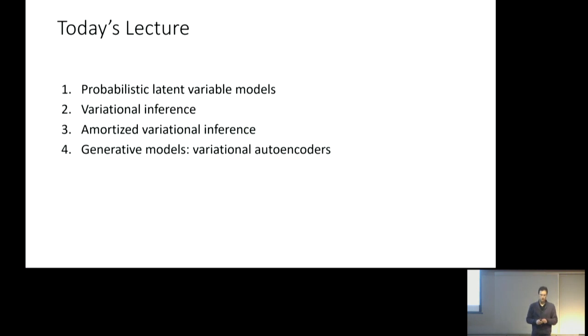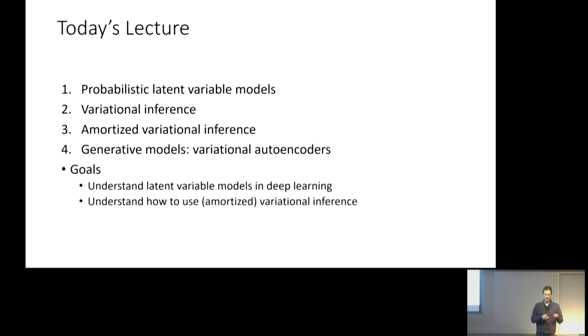Then we'll talk about a particular very popular class of generative models based on amortized variational inference, which is the variational autoencoder. And I'll conclude with a few examples of how these things can fit into RL, but the really advanced applications will come later in subsequent lectures. So the goals for today's lecture will be to understand latent variable models in deep learning, understand how to use amortized variational inference, and then familiarize yourself with some standard classes of models that use this, like variational autoencoders.